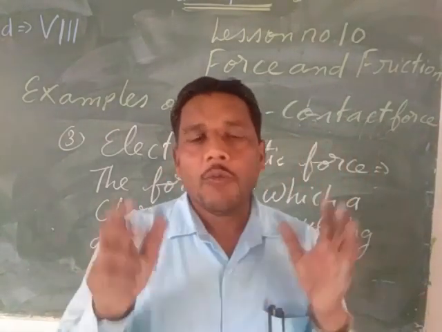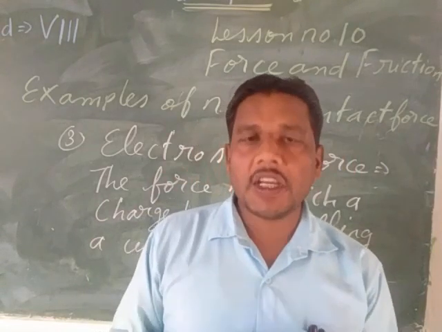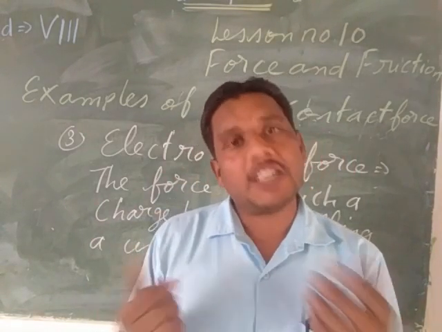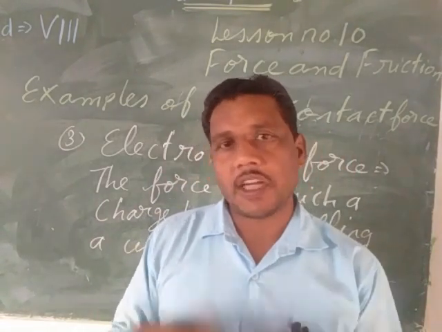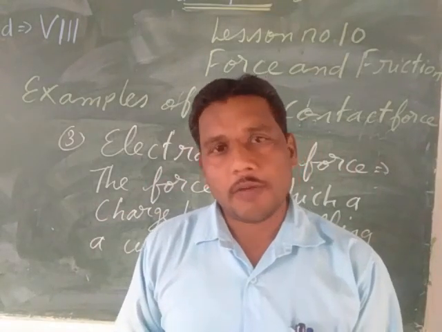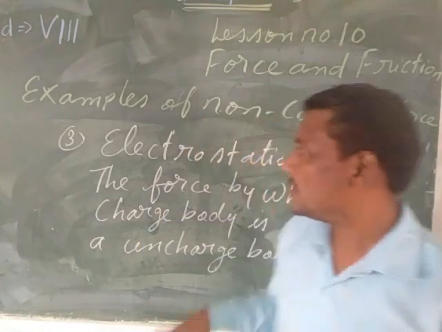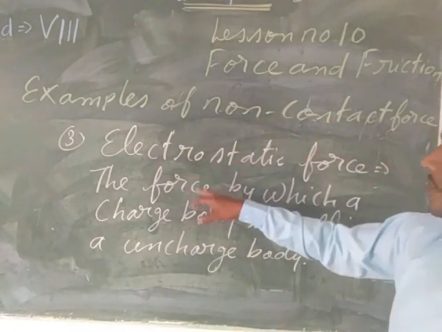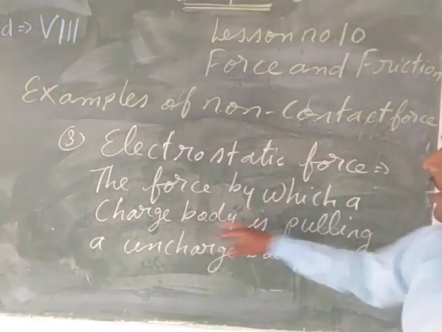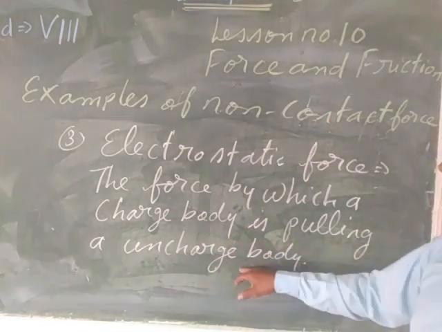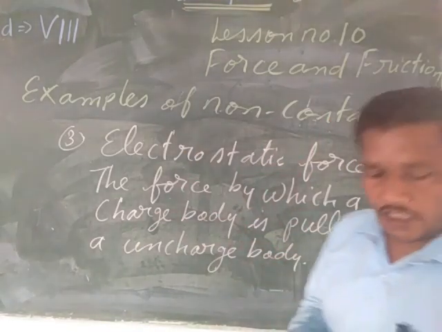So see, whenever we rub any object, that object gets charged. And the object which we are not rubbing does not get the charge. So what is electrostatic force? The force by which a charged body pulls an uncharged body is called the electrostatic force.